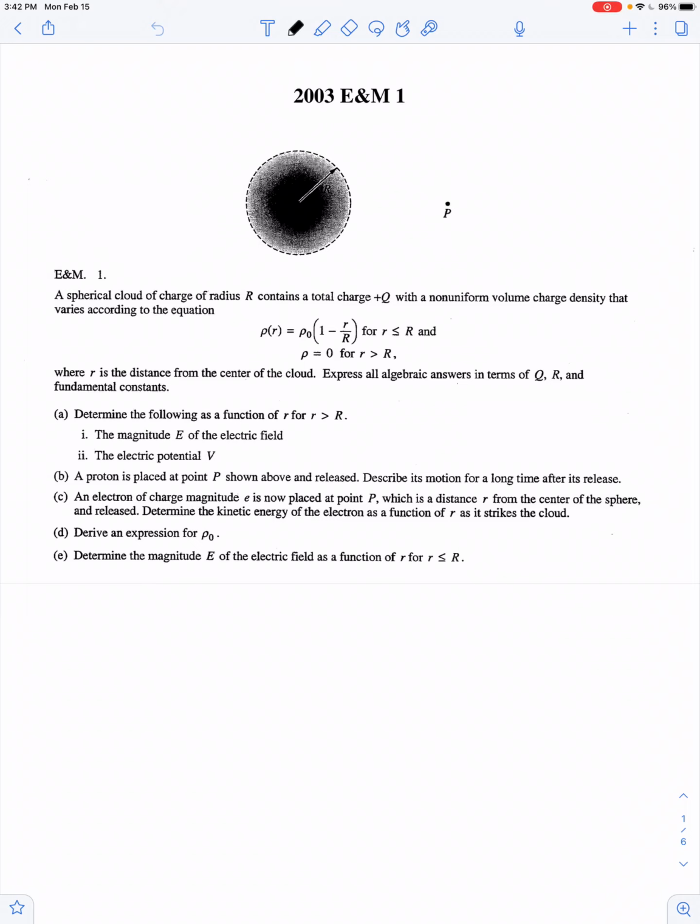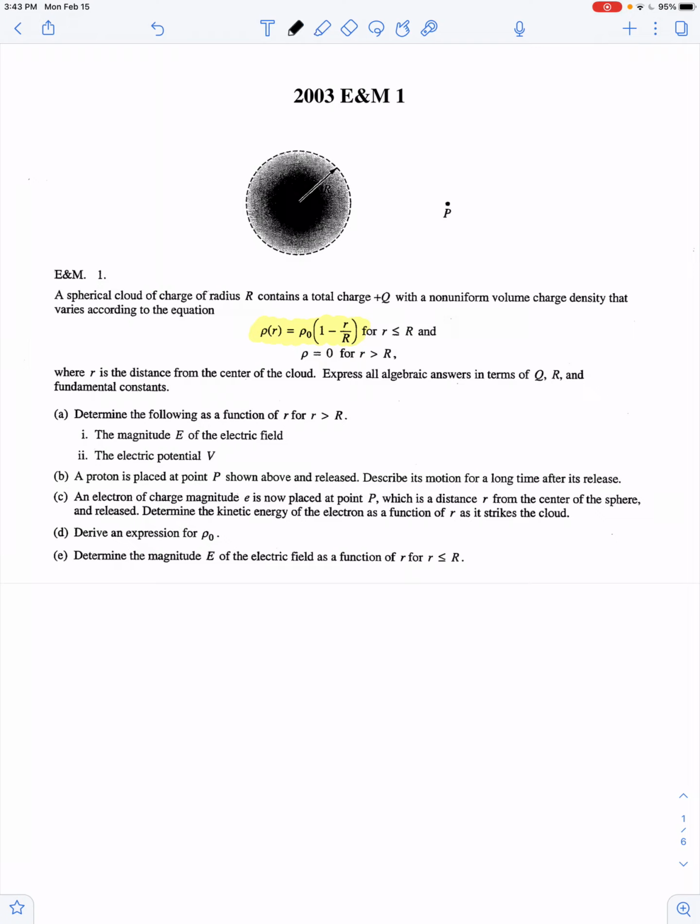Okay, as far as this unit's concerned, we're in the home stretch. We've got about 3 more example problems to work through. This one is another spherical distribution of charge, but in this case, it's a non-uniform charge distribution, and we're given an equation that expresses the charge density as a function of distance from the center. So this is like a cloud of charge.